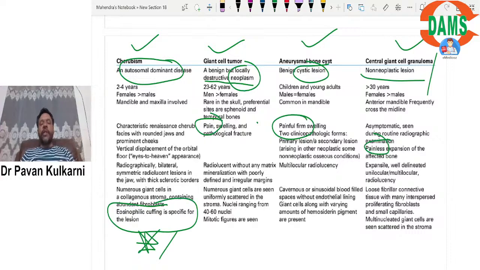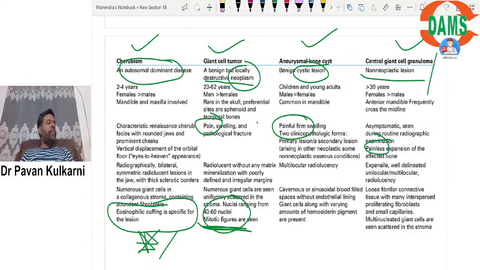Now, what about giant cell tumor? Giant cell tumor will have multiple giant cells and there will be numerous nuclei in each giant cell, 40 to 60 nuclei, and there will be mitotic figures. That itself is telling that it is an aggressive benign neoplasm. We have seen dysplastic features, right? Abnormal mitotic figures. So only in dysplastic lesion, in atypical lesion, I'm sorry, you will see these mitotic figures. So giant cell tumor will have these mitotic figures.